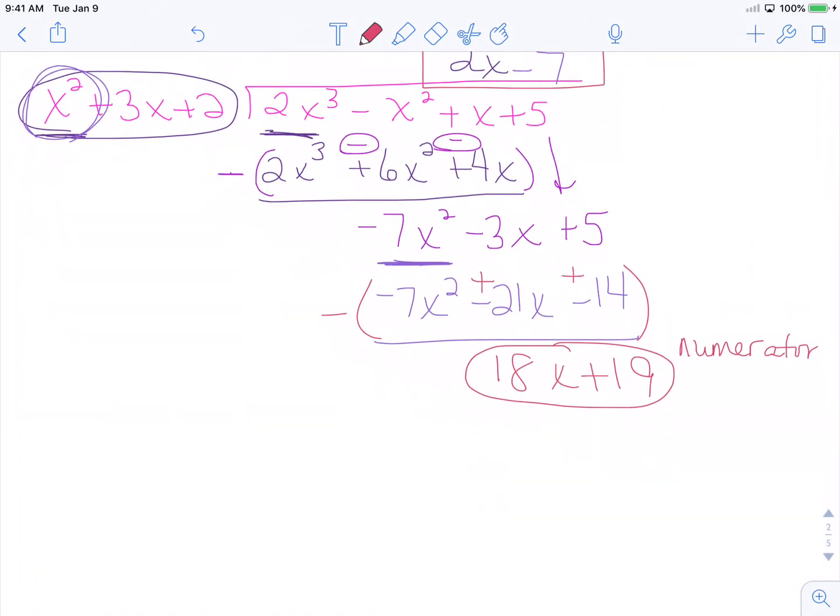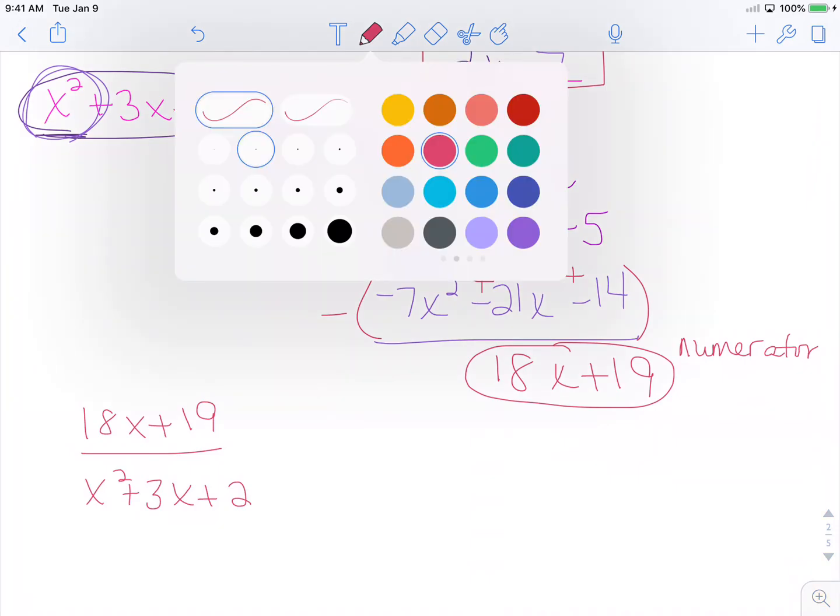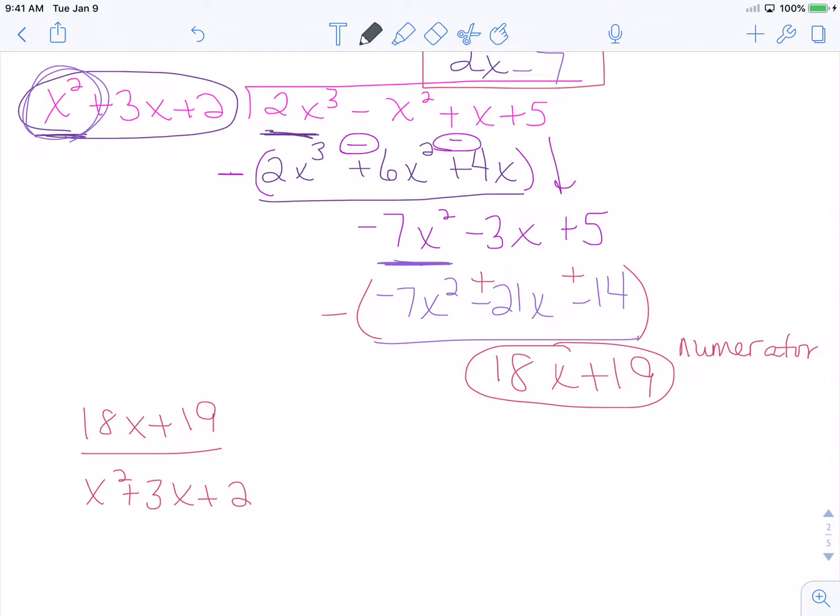So I'm going to take the 18x plus 19. That is our now proper numerator, and the denominator stays the same, so the x squared plus 3x plus 2. So this is the new fraction that we are going to be working with. And if you factor the denominator here, it looks like a plus 1 and a plus 2.